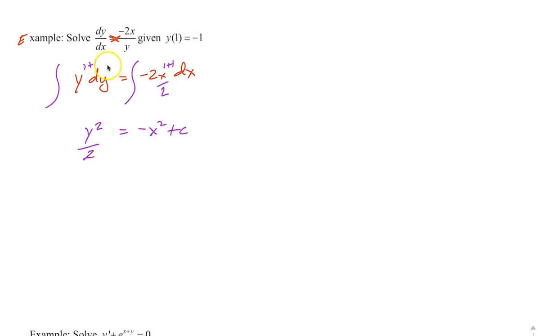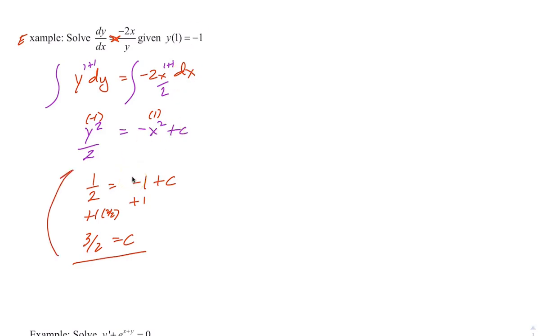Slightly better. And then step 3, solve for c. Plug in 1, negative 1. So when I sub in 1 for my x, it should equal negative 1 for my y. Negative 1 squared is just 1. Minus 1 plus c. Add the 1 to both sides. I get 3 halves equals c. Right, and then once we find our c, we sub it back into our equation. So we should have this.